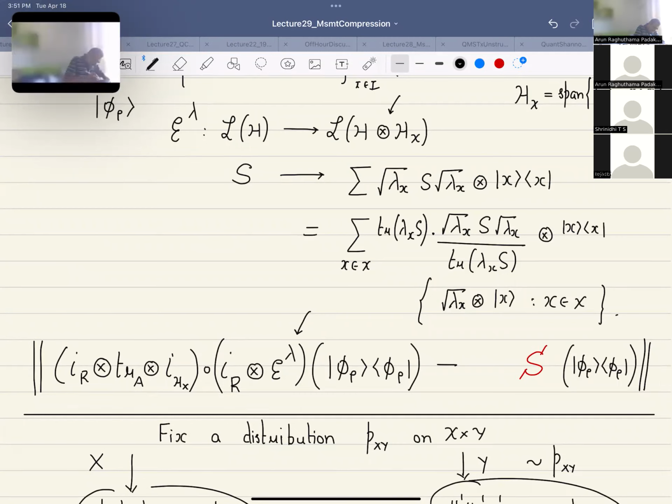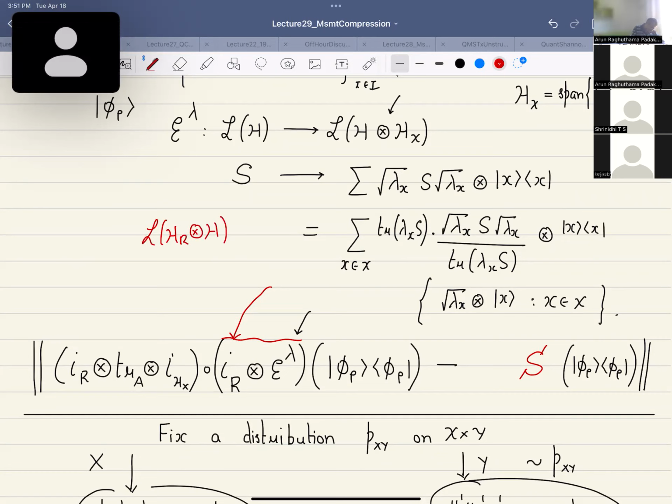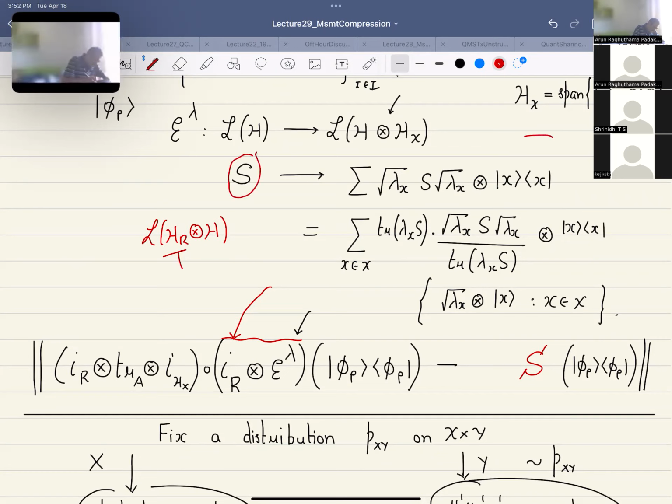No. See, that's why I have the IR here, right? So IR tensor E lambda operates on L of HR tensor H. HR is your reference space. HR is the same as H. Yeah, so this is like your rho. E lambda applies on rho and you get this. So E lambda is applying only on L of H. Now I need something so that when you make the measurement on the H space, it's the identity on the reference space. So that's what this is.